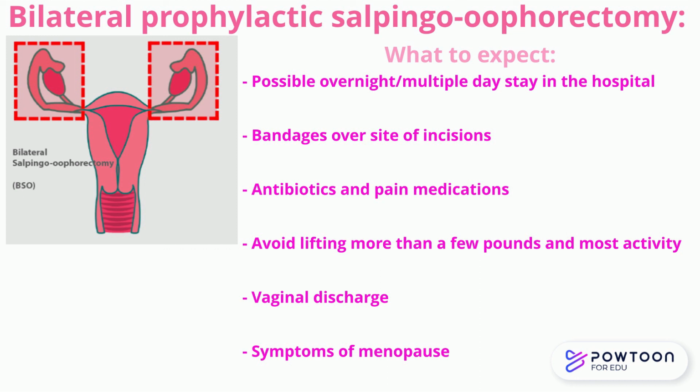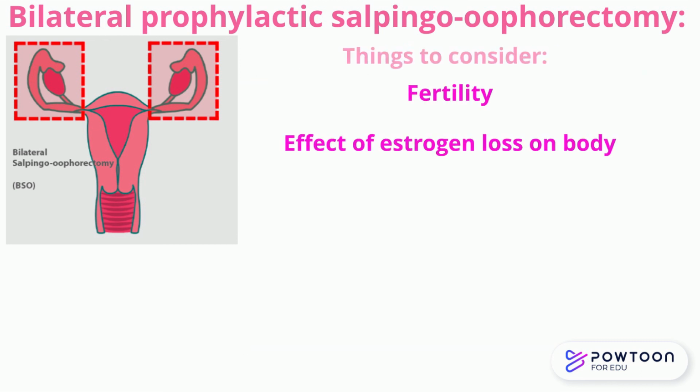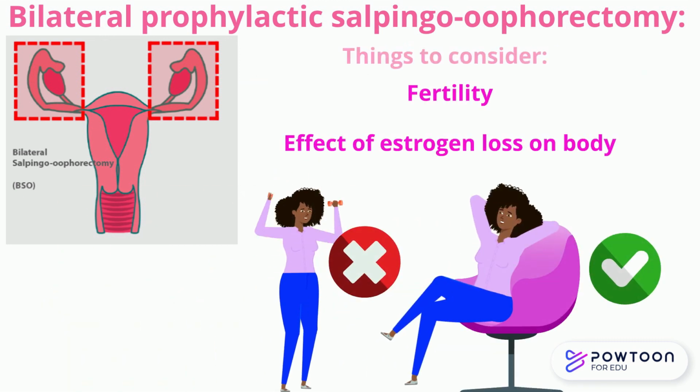Possible symptoms of menopause such as hot flashes, night sweats, vaginal dryness, difficulty sleeping, and anxiety and depression might also occur. It may be wise to meet with a fertility expert before scheduling the surgery and consider your options if you would like to have a child. Following through with this surgery means you can no longer get pregnant. The sudden loss of estrogen can also affect the body. Talk to your doctor about preparing for this change and consider discussing the pros and cons of hormone replacement therapy.